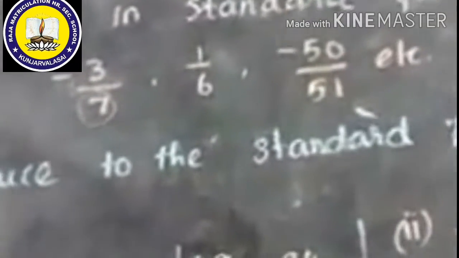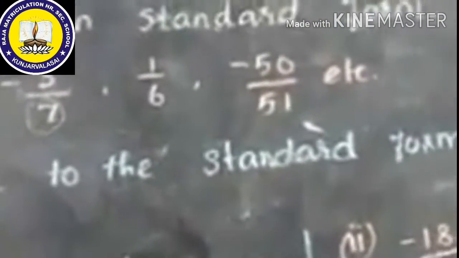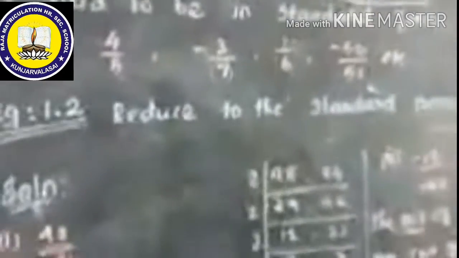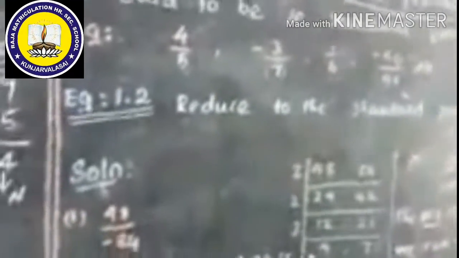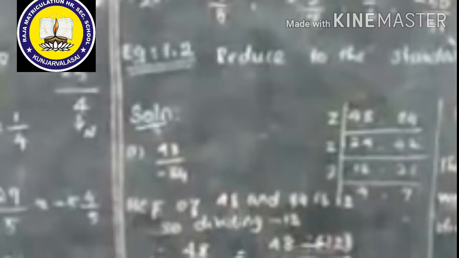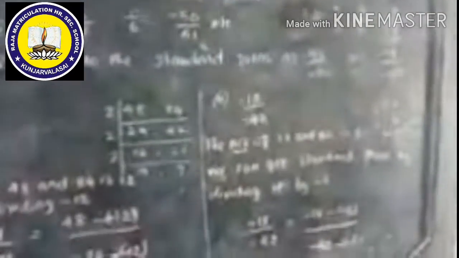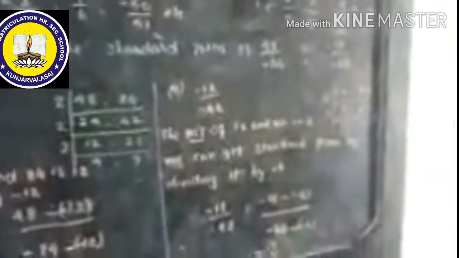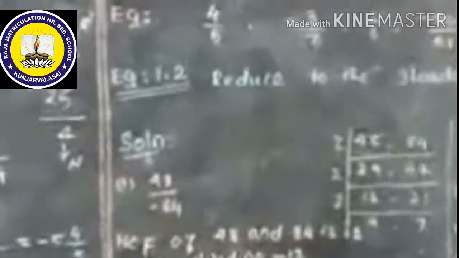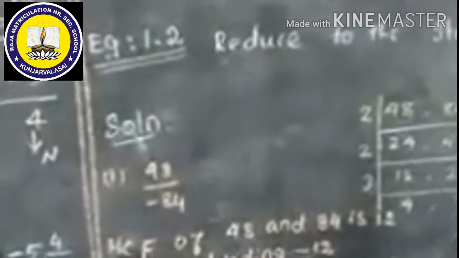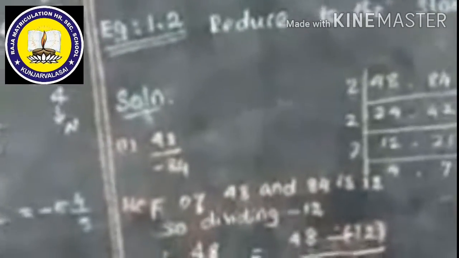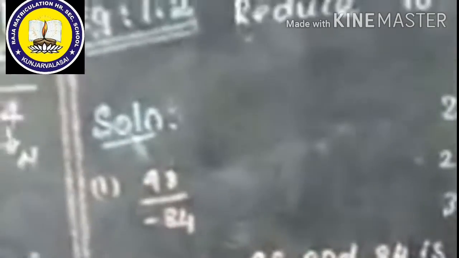And we see about the example 1.2, reduce to the standard form. Subdivision 1, 48 divided by minus 84. Second question, minus 18 divided by minus 42. Okay, let's see the first question. 48 divided by minus 84 is not a standard form. Why is this number not a standard form? Because the common factor is not 1. There are so many factors about this number 48 divided by minus 84, and also the denominator is minus.